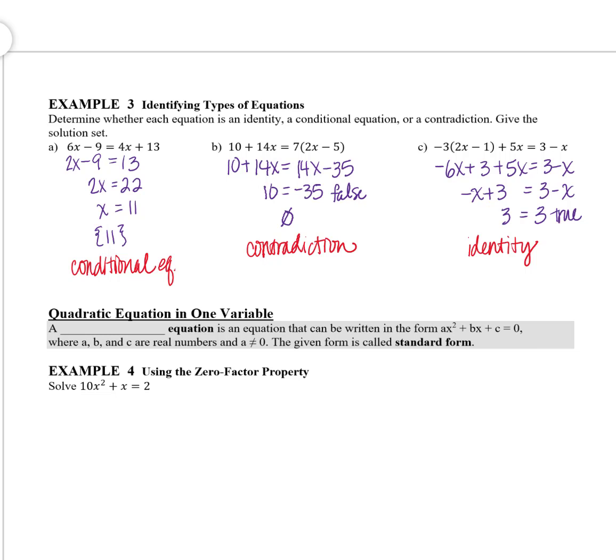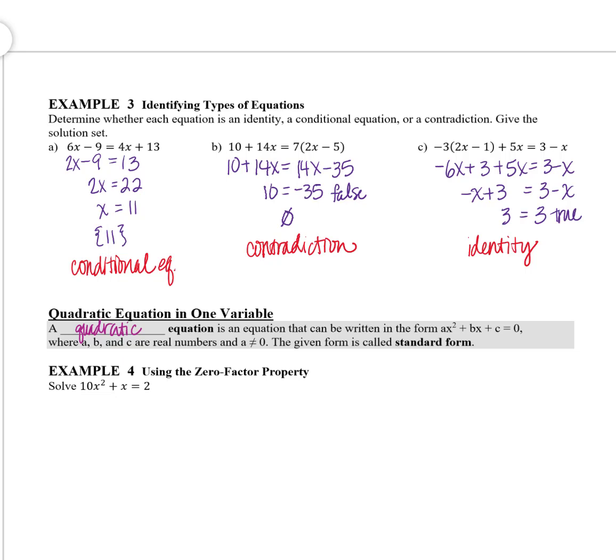The quadratic equation in one variable, so let's write that in here, is an equation that can be written in the form ax squared plus bx plus c is equal to 0. So the a, b, and c are all real numbers, and a cannot be 0. If it was 0, then we'd have a linear equation. And this equation is written in standard form when you have everything on one side, written in descending order on the left side, equal to 0.